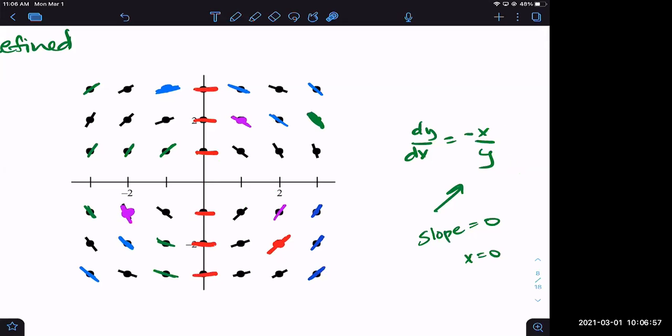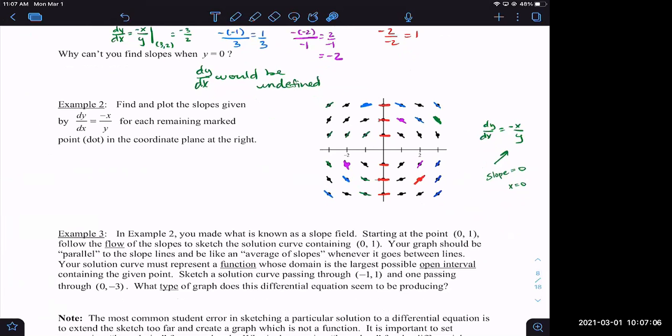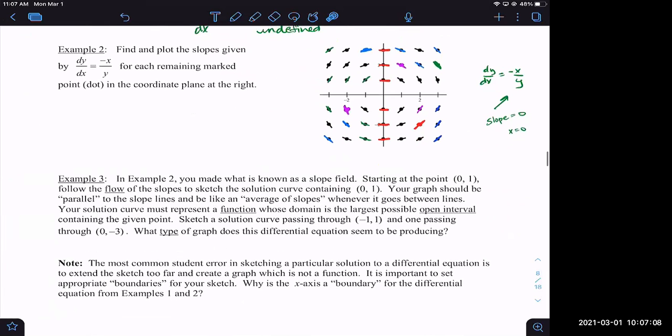So all of these slopes are negative 1. There are some patterns that can help you sketch it faster and answer other questions. Okay, so we've already done example 2, we've sketched the whole thing. Example 3 says, now that we see a slope field, we want to sketch a particular solution. Just like we find particular solutions, we can sketch a particular solution.